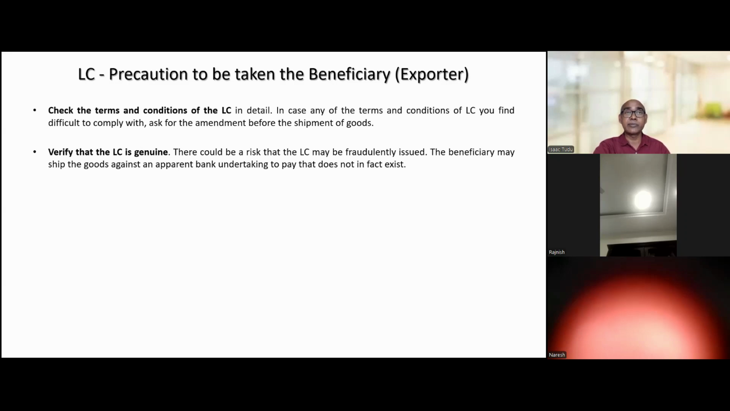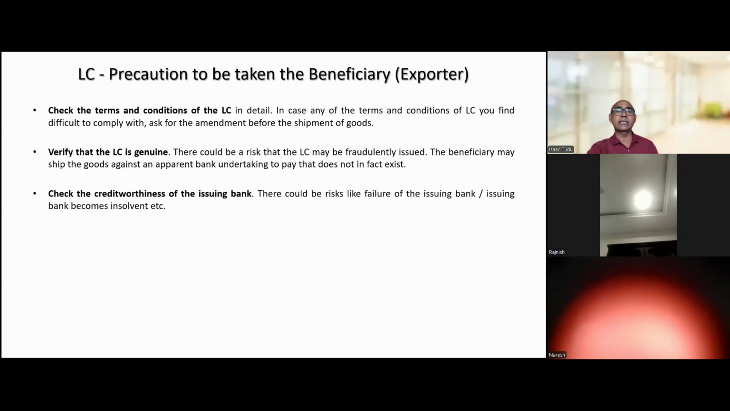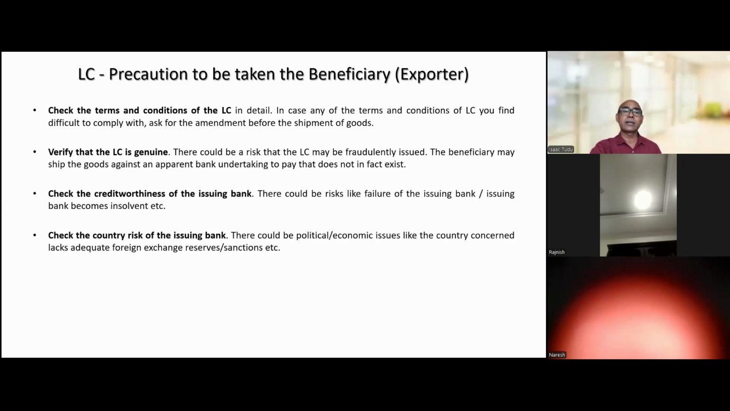Verify that the LC is genuine or not. How will you verify? Ask your bank: this is the LC I have received, get it verified. Simple one, no need to worry about that. Check the creditworthiness of the issuing bank. Your bank can tell whether bank A, which has issued the LC, is really worthy or not. Check the country-specific risk of the issuing bank. This also will be told to you by your bank, right?